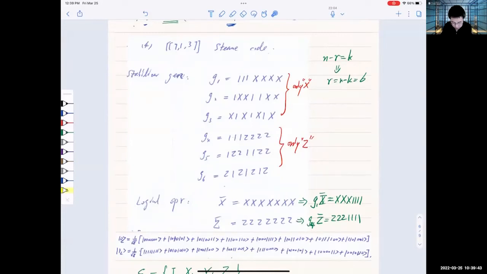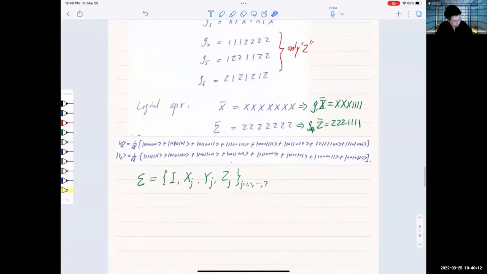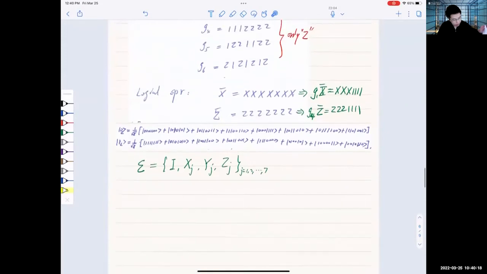stabilizer generators. Notice that in this case, for the 7-1-3 code, all you need to specify is just these 6 stabilizer generators, instead of writing down such long states with many, many terms. That indicates that when you get a larger code, you only need linear complexity to specify the code, while you get exponential complexity if you write down the code words explicitly. Okay, so I hope that gives you some feeling about what kind of stabilizer codes we may have.